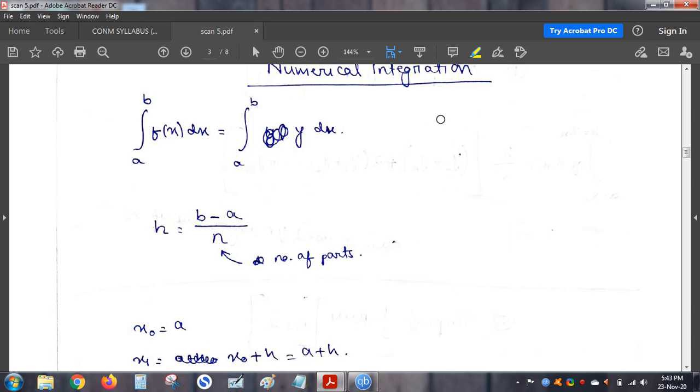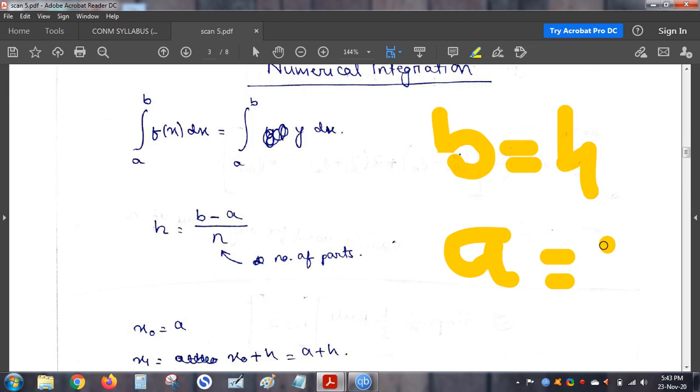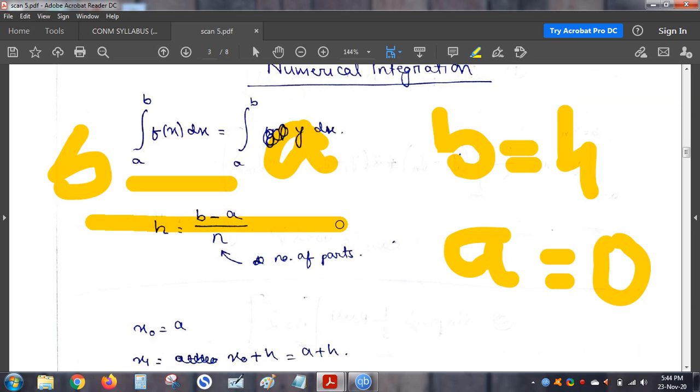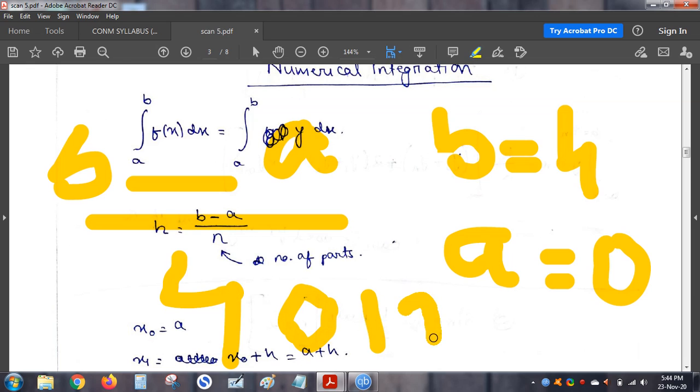Suppose your b is 4 and your a, which is the minimum term, is equal to 0. Then what is b minus a? B minus a is 4. Now if I want to divide it into 4 parts, then I will be dividing b minus a by 4. That is 4 by 4, so it's a part of 1. So the first value is 0, second will be 1, then 2, then 3, then 4. So it's divided into 4 parts.